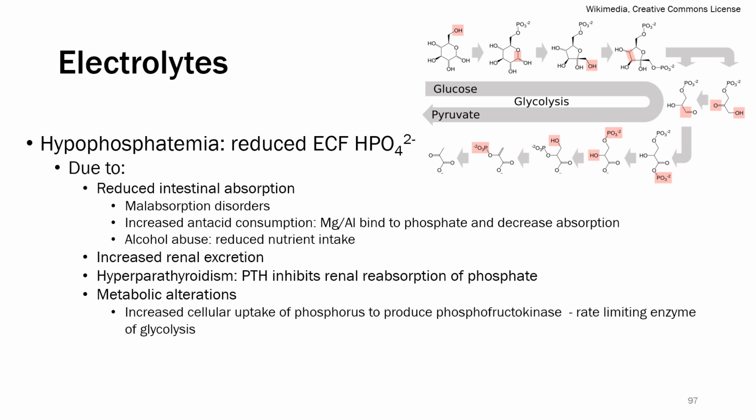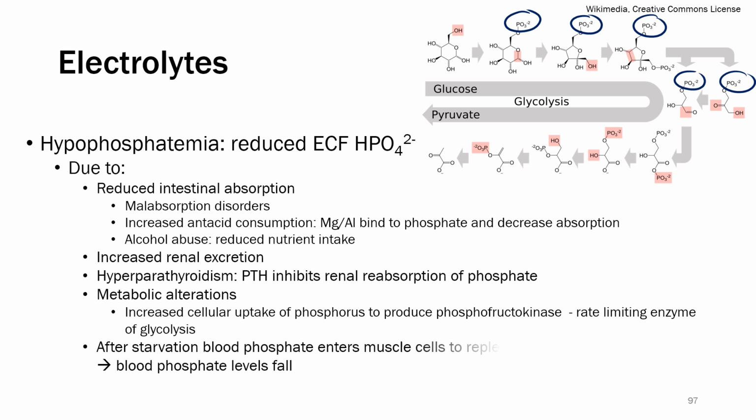It can be metabolic alterations. Increased cellular uptake of phosphorus is used to produce phosphofructokinase. When we start the process of glycolysis, we add phosphate on, and so we need phosphate for that. So if metabolism goes up, we need to draw more into the cells to support that. After starvation, phosphate is going to enter the muscle cells to replenish the creatine phosphokinase, which is a storage form of energy, and so the blood phosphate levels can fall because of that.